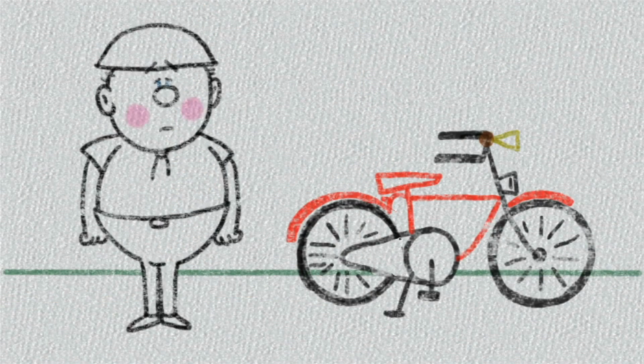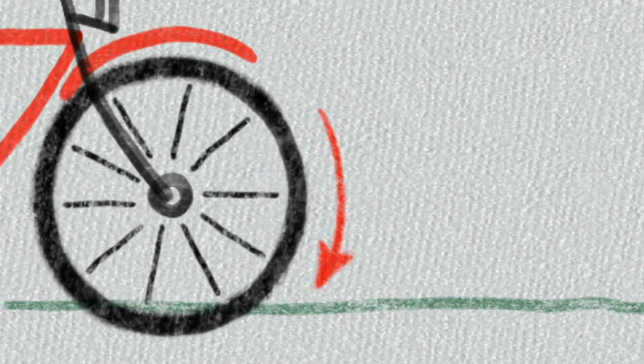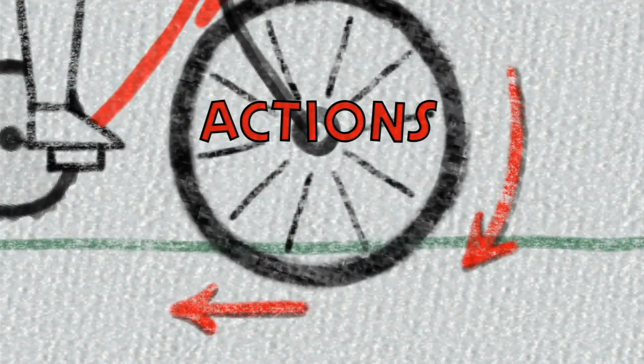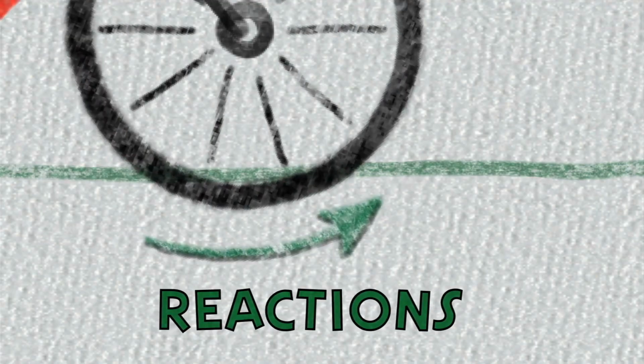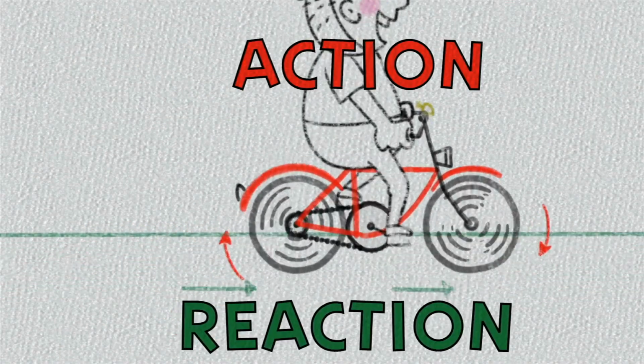When it comes to your bicycle, it is a little more complicated. As your bicycle wheels spin clockwise, the parts of each tire touching the ground push backwards against the earth. The actions. The ground pushes forward, with the same force, against each of your tires. The reactions. Since you have two bicycle tires, each one forms an action-reaction pair with the ground.